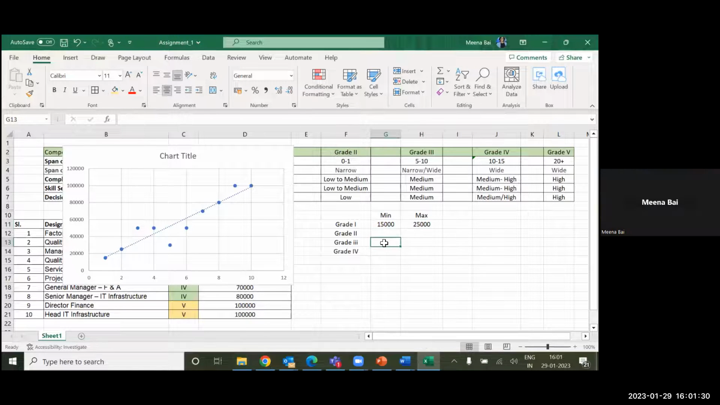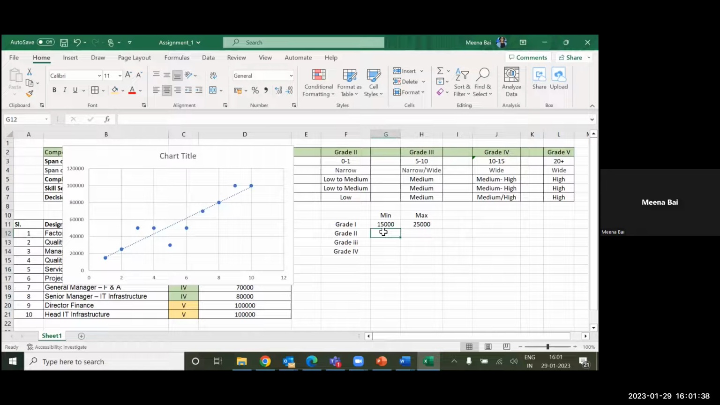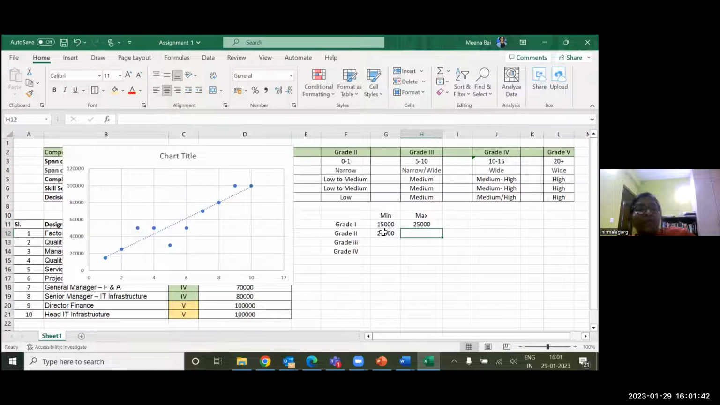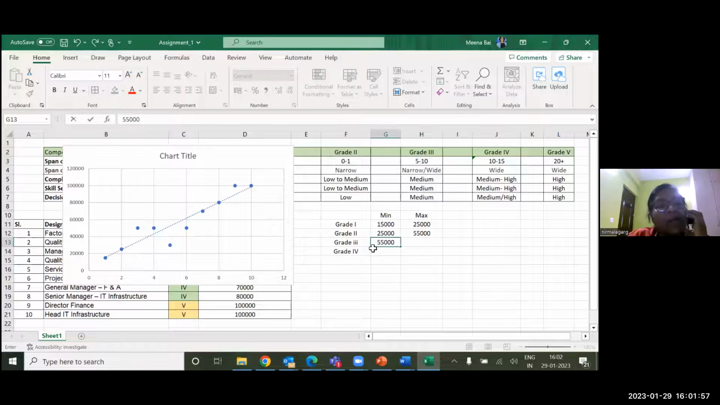No, grade 2. We are looking at grade 2 now. How much is the minimum? 25. And then 55. Now let's go to grade 3. Grade 3 starts at 50, and you have an overlap there.